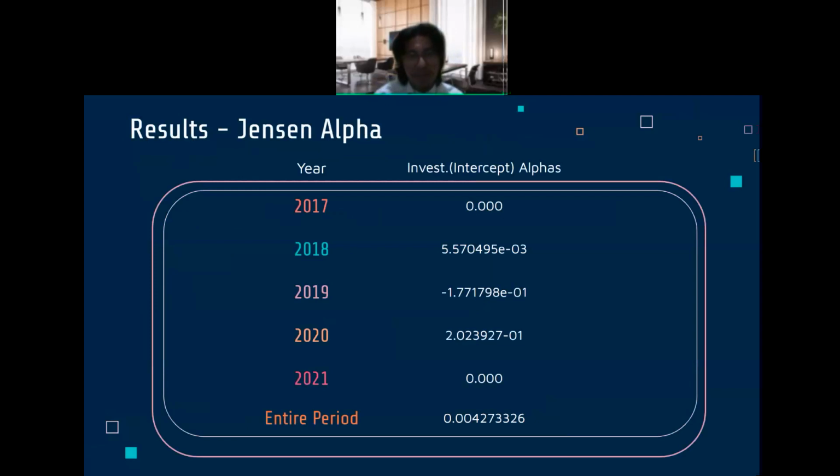And we then took a look into the Jensen alpha. So these are results of regressions. Again, 2017 is 0.00, 2021 is 0.00. These are actually regression coefficients from the decision tree. In 2018, it's positive. In 2019, it's negative, which isn't a good sign. In 2020, it's also still positive. And overall, over the entire period from 2016 to 2021, the index is positive, but it's very low, which is not entirely great, but it's not entirely bad either.